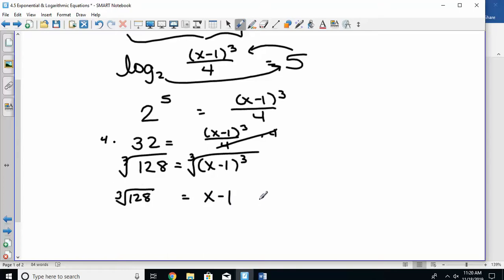Then what would you do? Add your 1. So what I want you to do, just like with the others, is give a decimal, correct to 4 decimal places. Type that all in, and x is 6.0397.